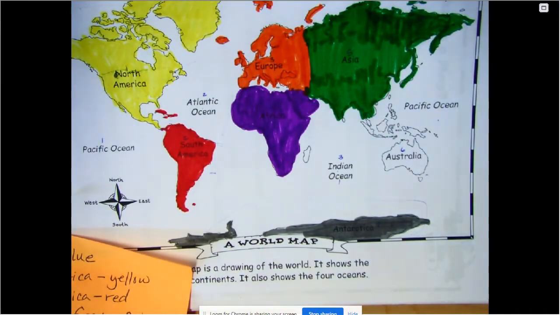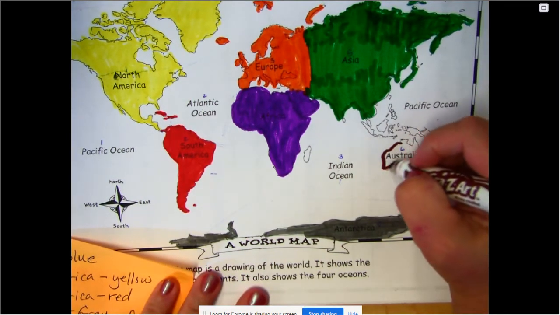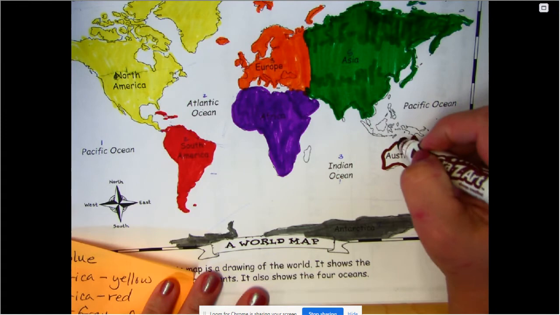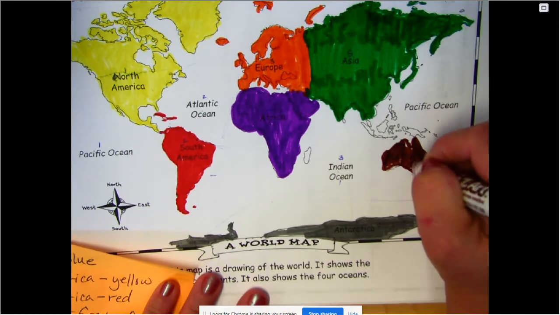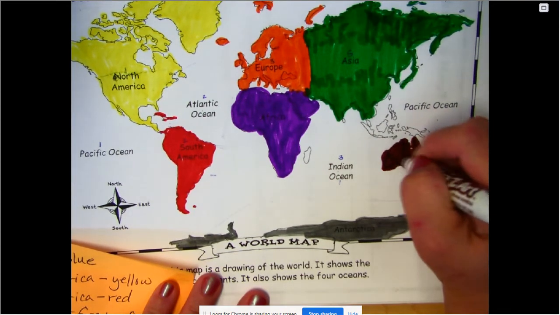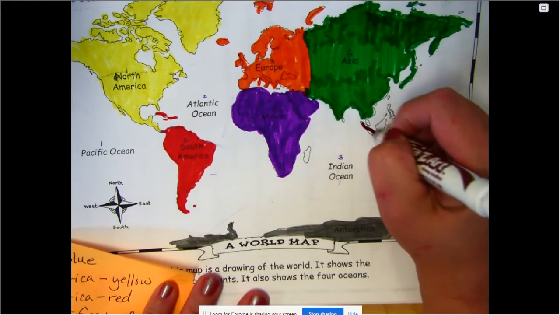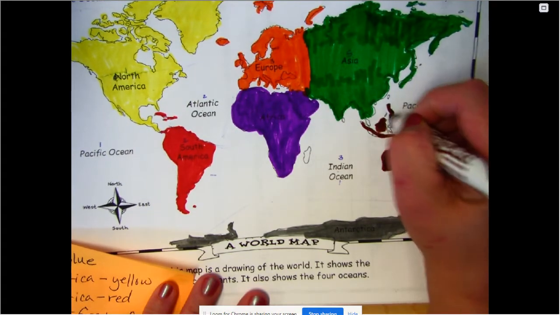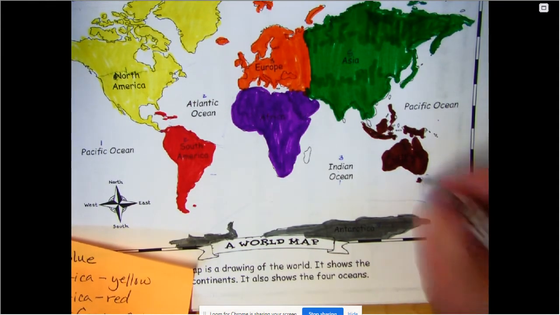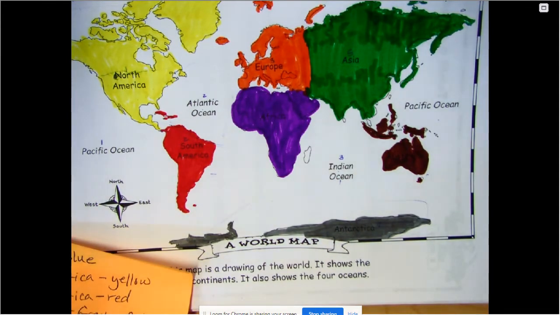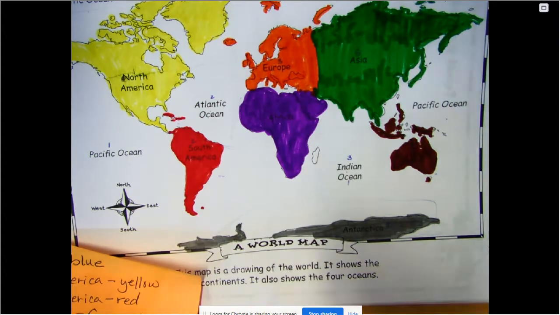Okay, and then it says Australia is brown. Now, I don't know how much of this over here, these little islands, are part of Australia. But I'm sure some of them are considered part of Australia. So we'll give some of those. Okay.